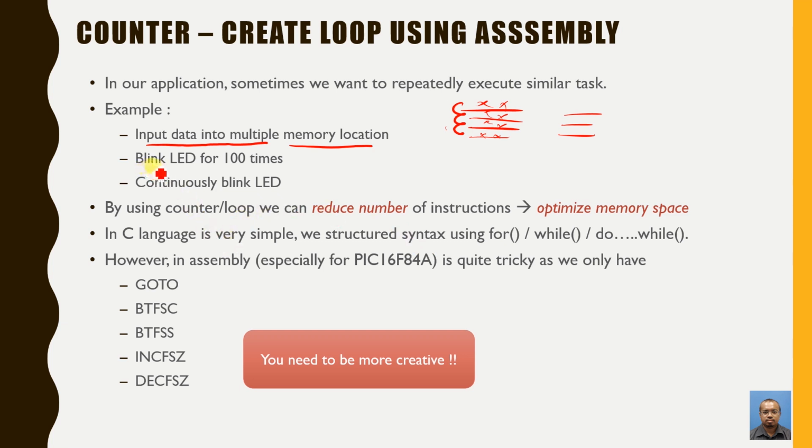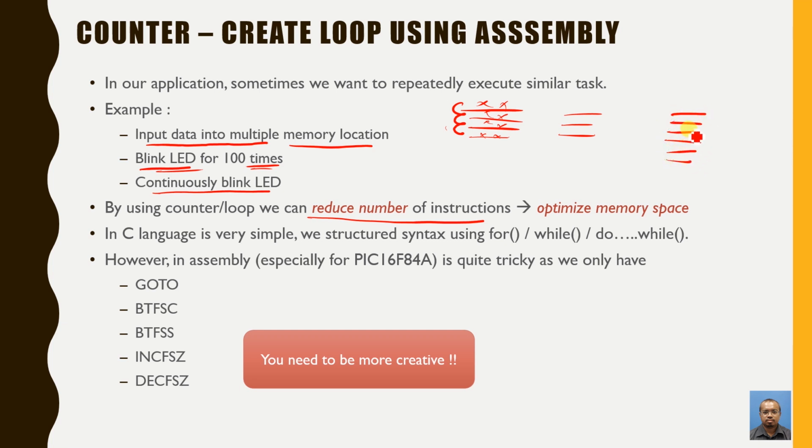Besides that, you can use it for blinking an LED 400 times, for example. And then you can also use a counter to continuously blink the LED. Okay, for counter or loop. By using a counter or loop, as I mentioned just now, we can reduce the number of instructions instead of you doing everything one line after another.